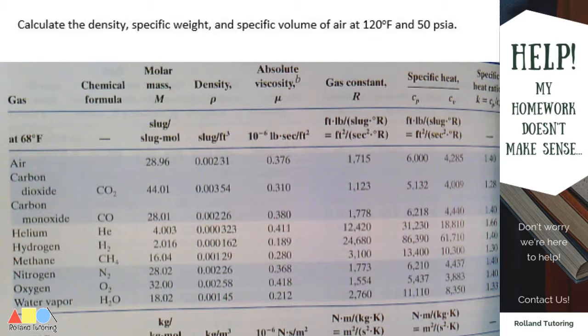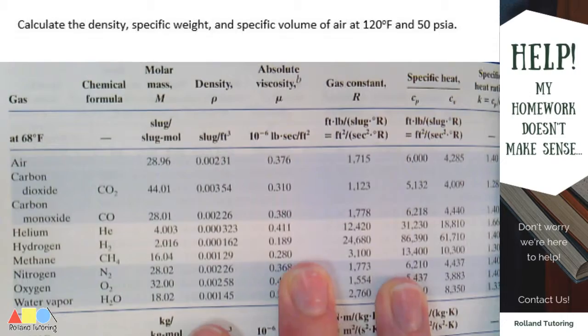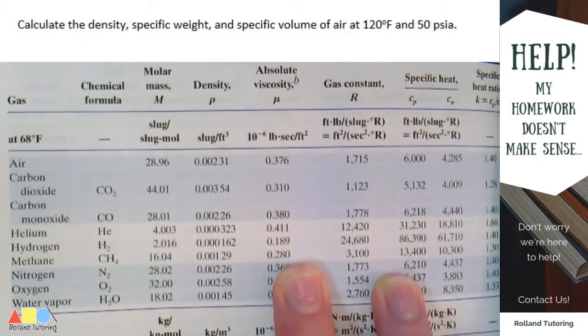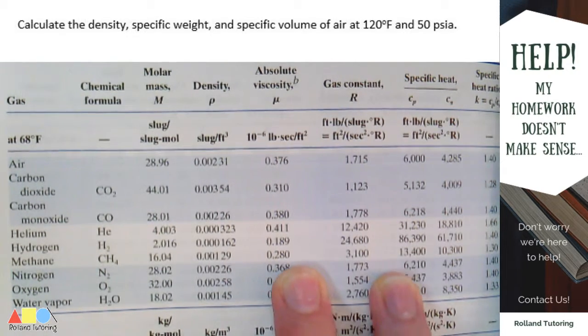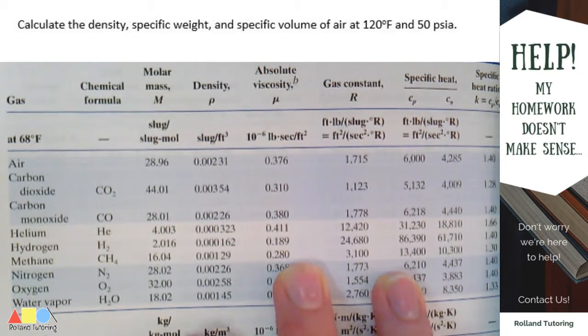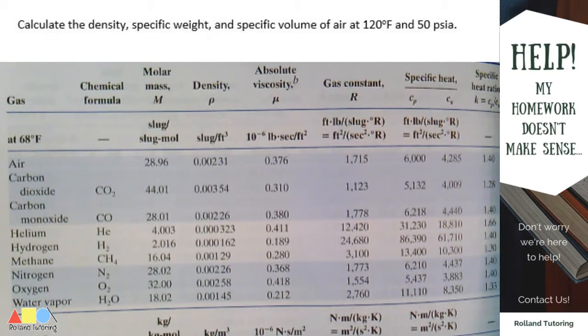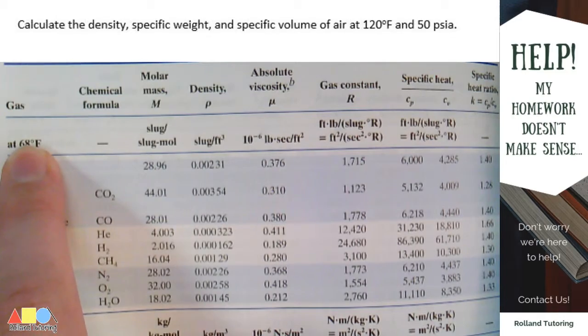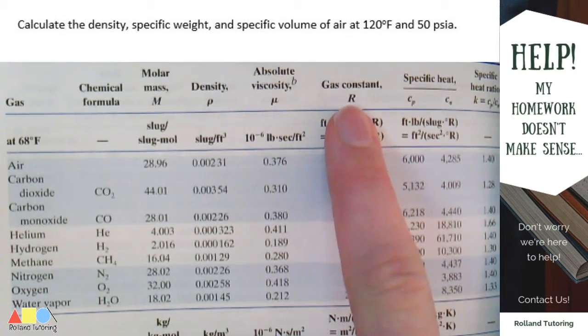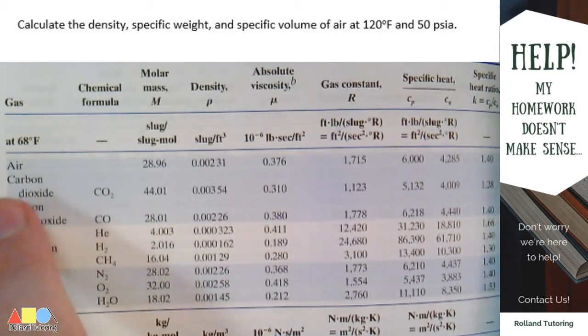So the first thing we will need to do is flip back to the appendix in your book. I'm not sure where that will be in your specific book, but you'll need an appendix that gives you the properties of gases at standard sea level and atmospheric pressure. You can see it's in Fahrenheit, so we'll find the table that shows degrees Fahrenheit. Then we'll look over for our gas constant, and we are looking for air here.